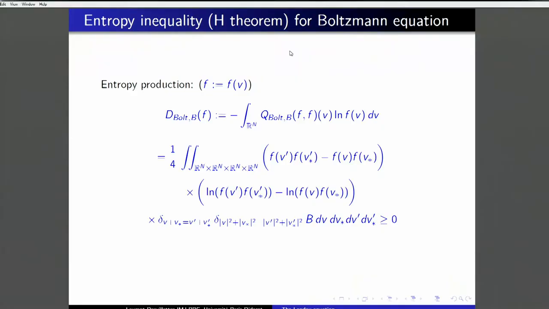So you start from this quantity being equal to zero. Now, if you look at this quantity, this is the integral of something which is non-negative, because the logarithm is increasing, so it's like x minus y times log x minus log of y. And moreover, you have inside those two Dirac masses, which sort of fix the space on which the integral is really living, okay?